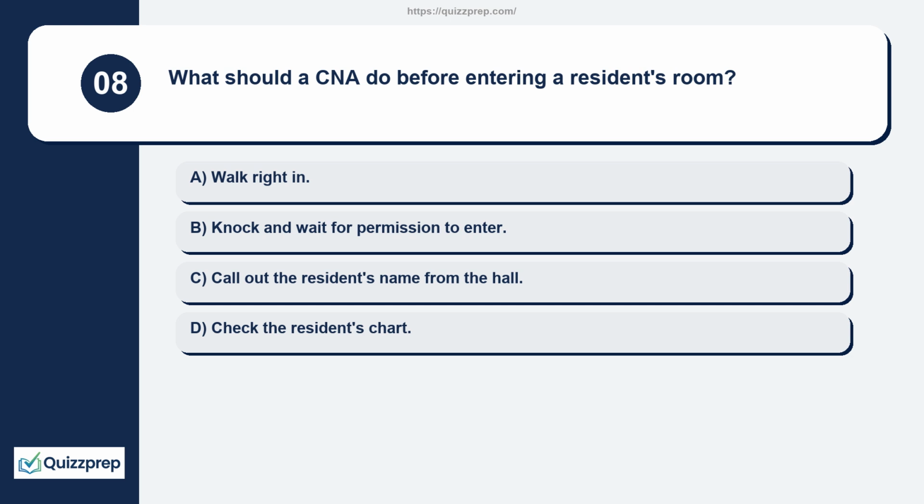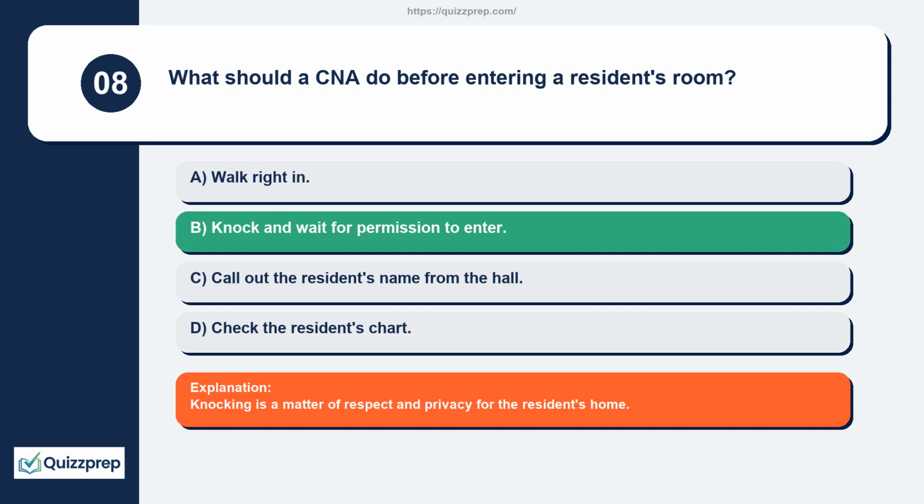Question 8. What should a CNA do before entering a resident's room? Walk right in. Knock and wait for permission to enter. Call out the resident's name from the hall. Check the resident's chart. Knocking is a matter of respect and privacy for the resident's home.